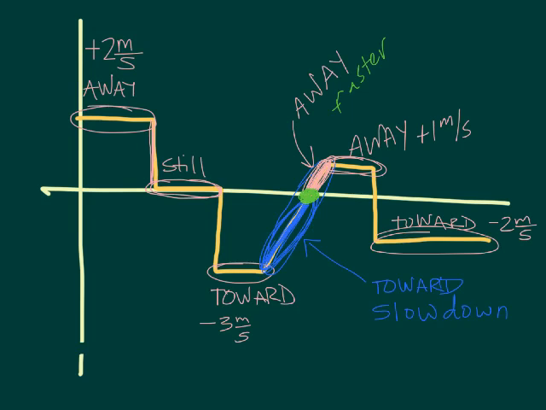So on the sloped part, they're going toward it, but slowing down, and then once it hits where this little green dot was, they switched directions and moved away and sped back up. Anything else on that one?